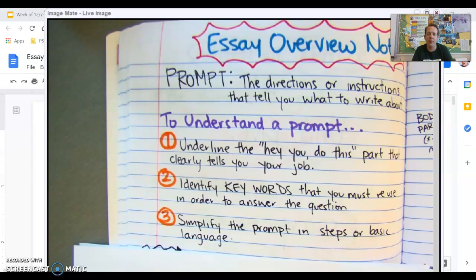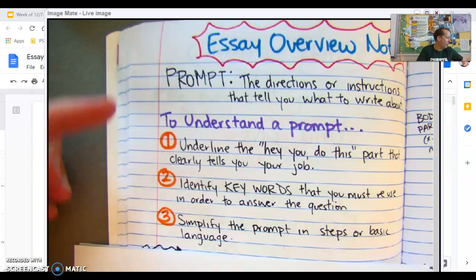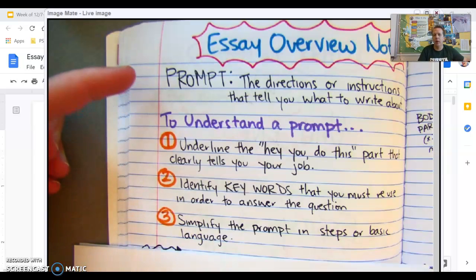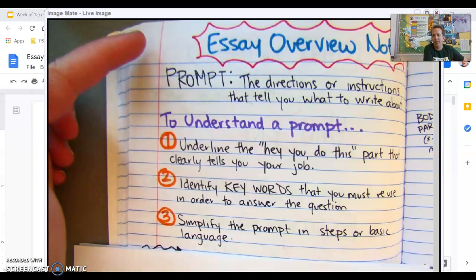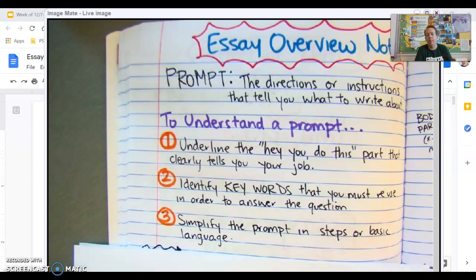So at any point in this video, you can pause it to write down the notes. This is all that we are going to be writing down today. It's our essay overview notes. Specifically, today our job was going to be to focus on two things. Number one being prompts, this word we'll define in a second. And then what a proficient essay should look like. So between these notes and the assignment that's on Google Classroom, that should help you do it.